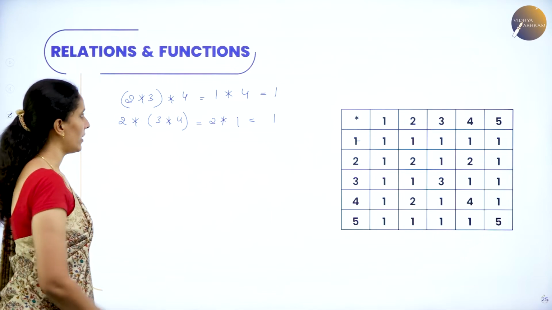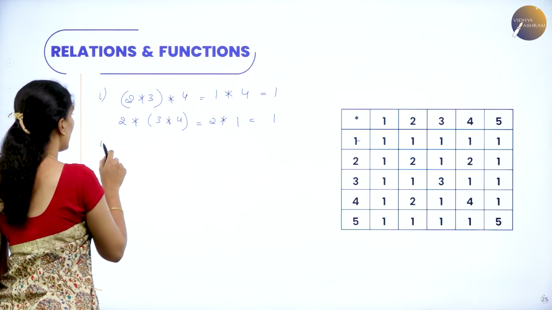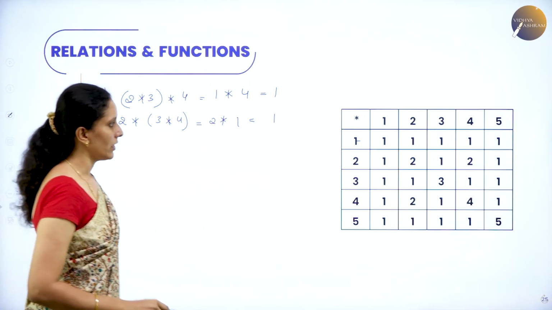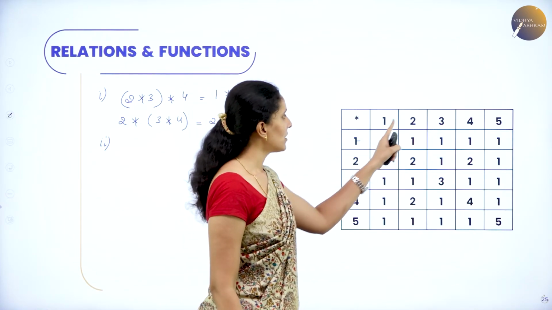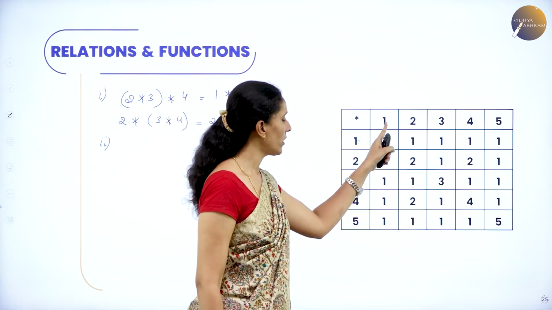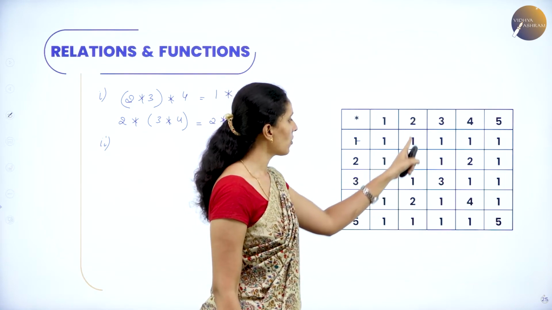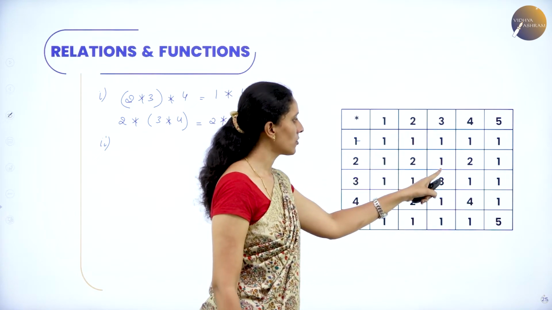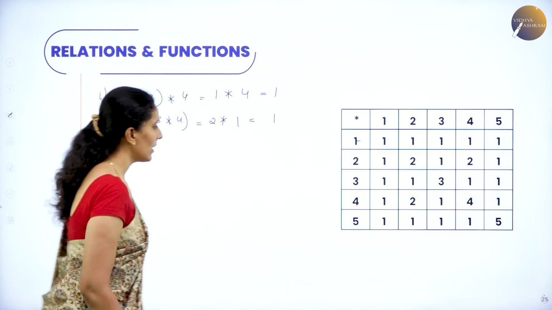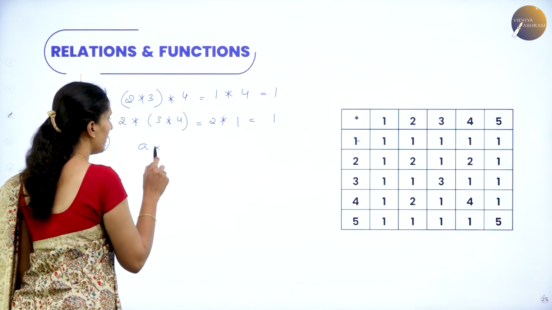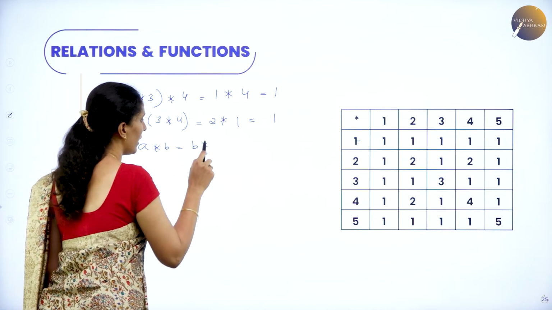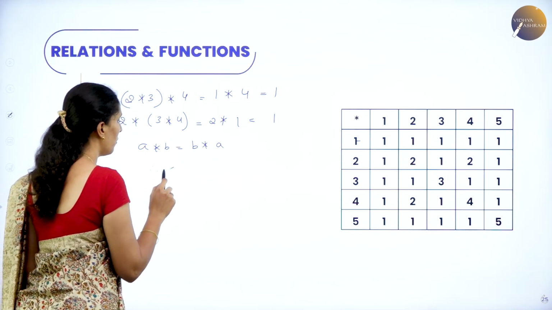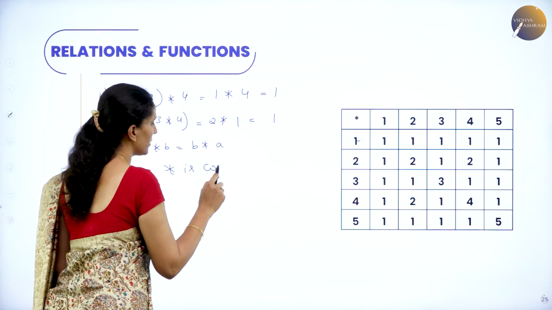Is it commutative? So this is the second question, is it commutative? See here, 1 star 2 is 1, 2 star 1 is also 1. 3 star 2 is 1 and 2 star 3 is also 1. Similarly, you can clearly say A star B is equal to B star A. Therefore, star is commutative.